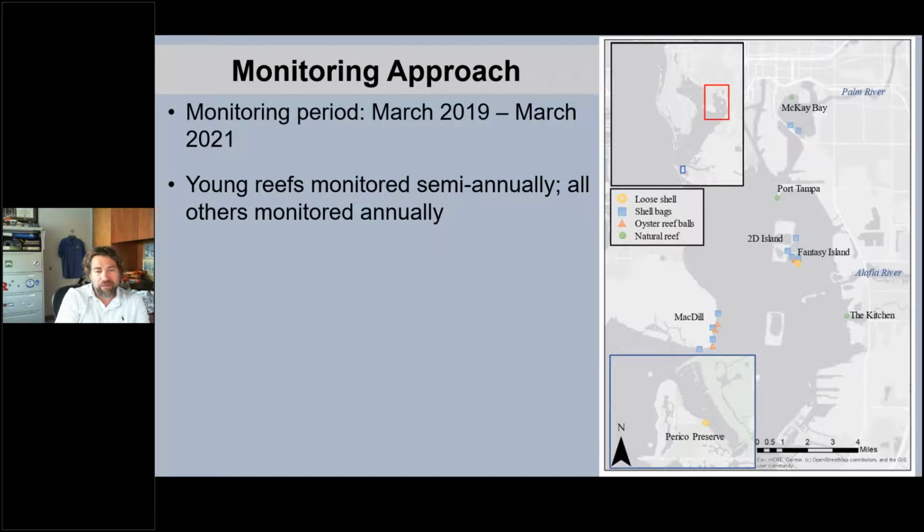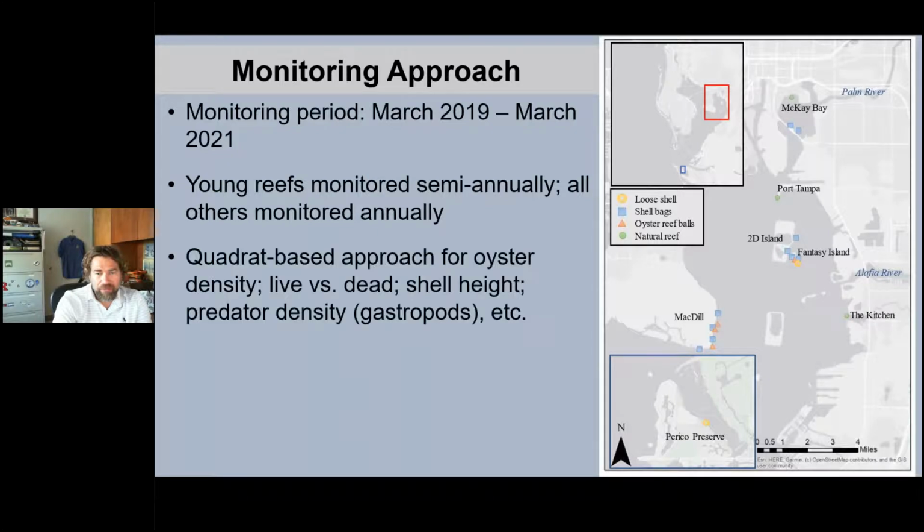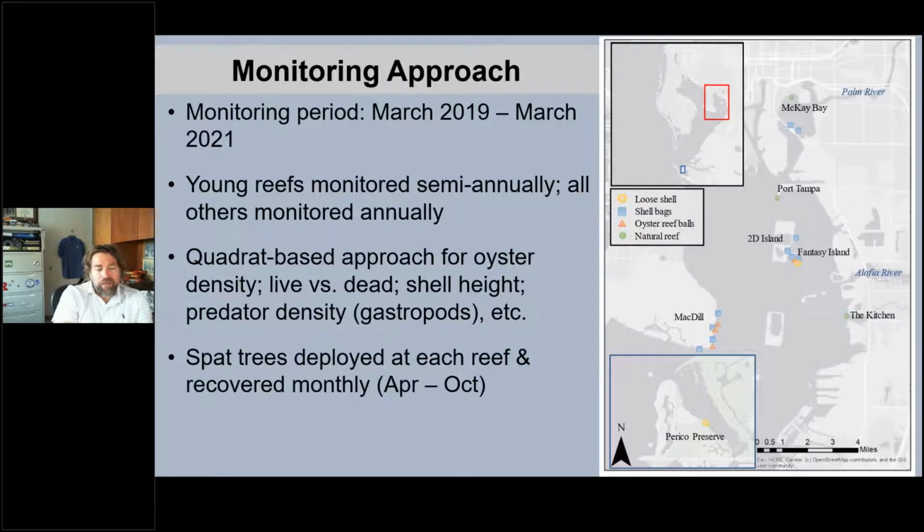So the approach was that we monitored for a 2-year period from March 2019 to March 2021. For the younger reefs, we monitored those twice a year, and all other reefs were monitored once per year. And largely it was a quadrat-based approach. I'll show a slide shortly with some photos from the field of these methods. It was a quadrat-based approach for oyster density, relative percent live versus dead oyster, shell height, and predator density, and really the only predators that we quantified were gastropods. We used protocols that have been employed by our molluscan fisheries group at FWC to do monitoring in the past, so we basically used their methods in most of the cases.